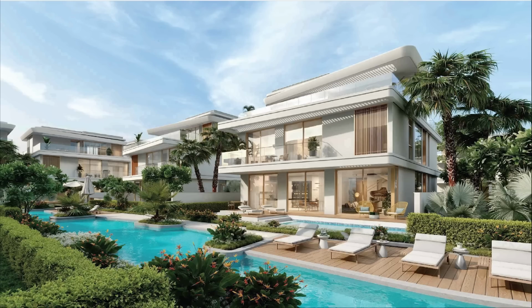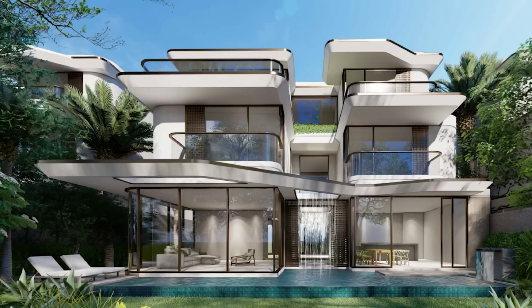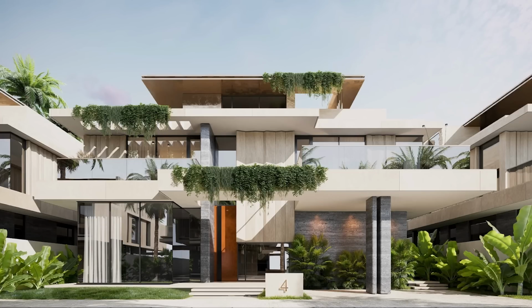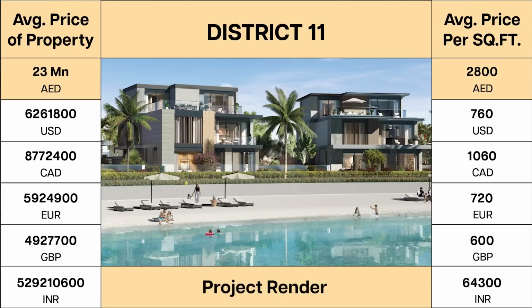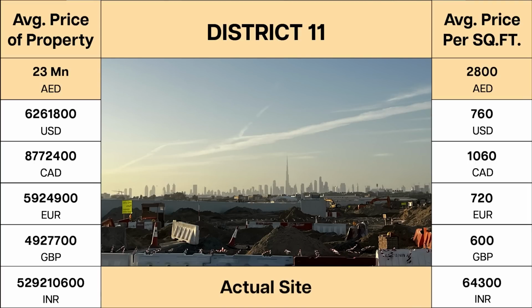Each developer is trying to pitch their villa offering as the best to compete with each other by offering unique designs, amenities, brand collaborations or luxury fittings. The average price per square foot is 2,800 and the average price of a villa in Ellington projects is 23 million dirhams, and everything here has just started construction.